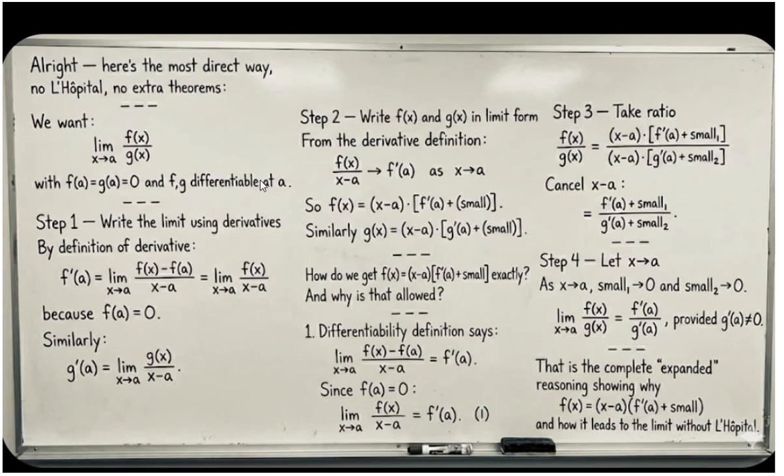Since f dash of a exists, we can rewrite it like this: limit of f of x minus f of a divided by x minus a as x tends to a. This means we are going to find the change in the output for a minute change in x, whenever x is very close to a. Here x is just a small increment from a.